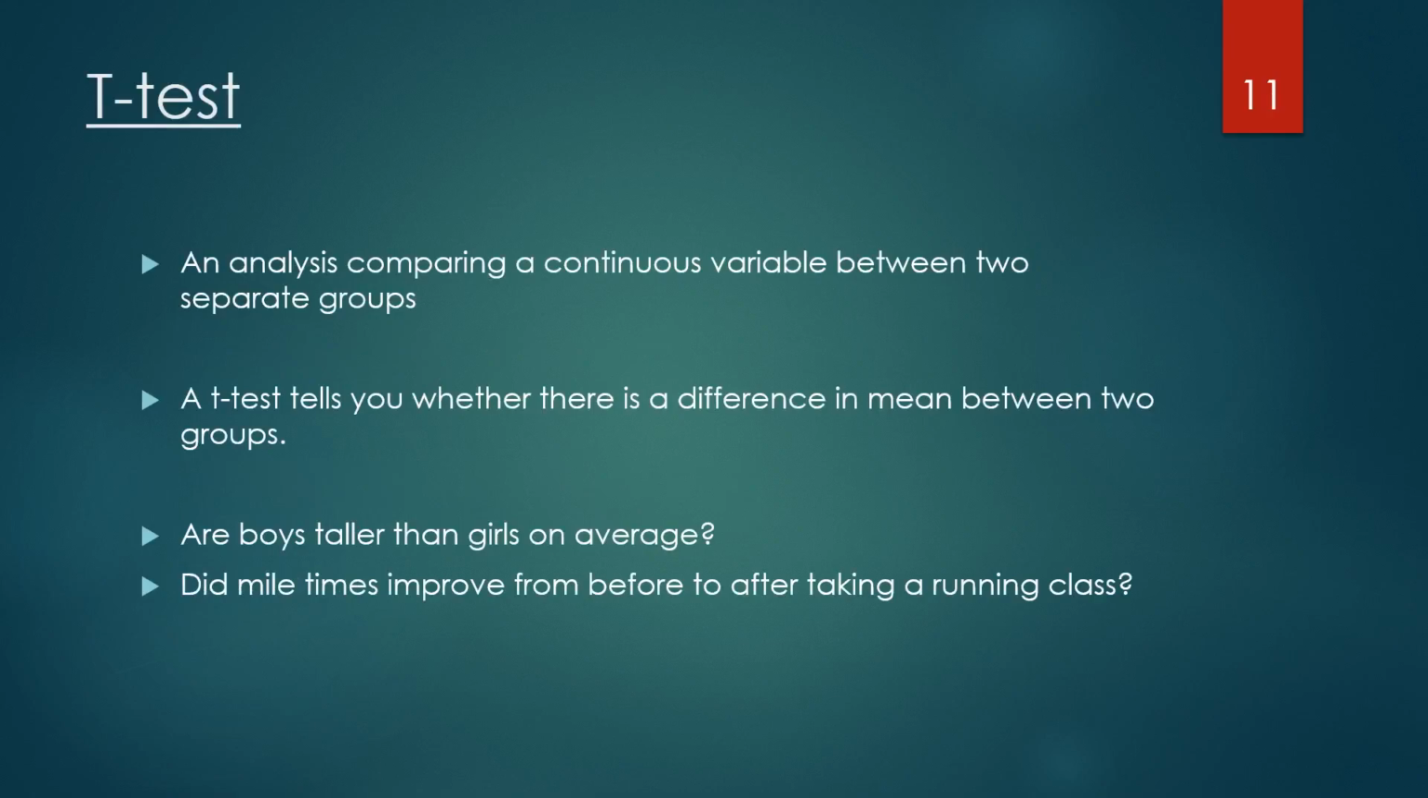A t-test is a simple analysis. It just tells you, is there a difference in the averages for a dependent variable between two groups, your independent variable. So a t-test can answer questions like, are boys taller than girls on average? Or do the times to run a mile improve from before to after taking a running class? Now, those are actually two slightly different questions for two slightly different t-tests.